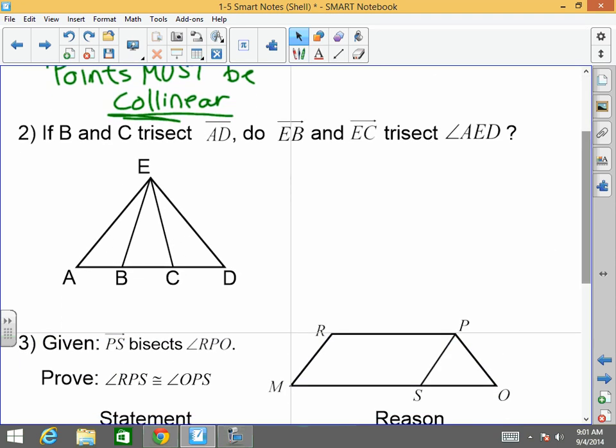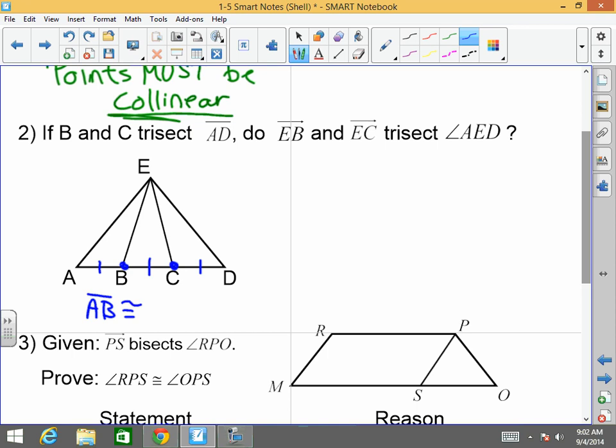Number 2. If B and C trisect AD, do rays EB and EC trisect angle AED? Okay, you said no. Why? No, not necessarily, because I don't have the symbols there. I'm proud of you. You're looking for clues, and there are no clues saying this is congruent to that. It's all about reading the problem. Points B and C trisect AD. So all I can prove right now, gentlemen, is that AB is congruent to BC, which is congruent to CD.